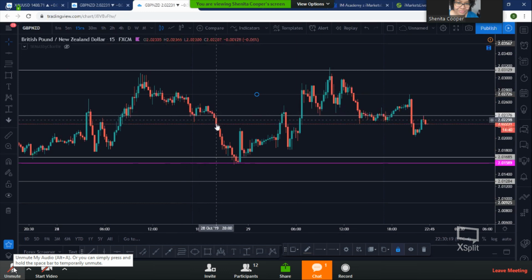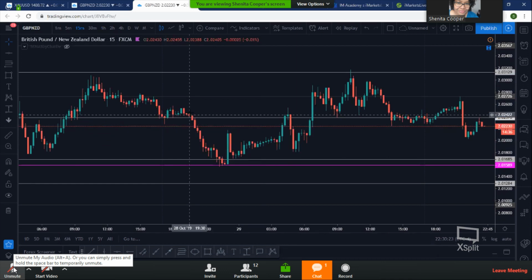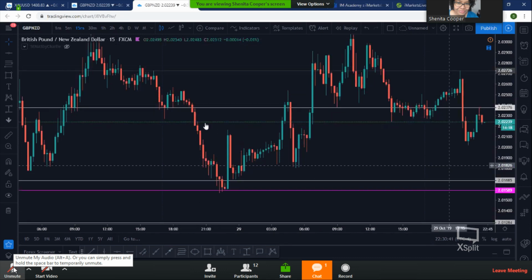This started dropping. You need to have a close. I will tell you, be mindful, the lower the time frame, the more the fake outs. Close below and retest. It closed below your support and it retested.